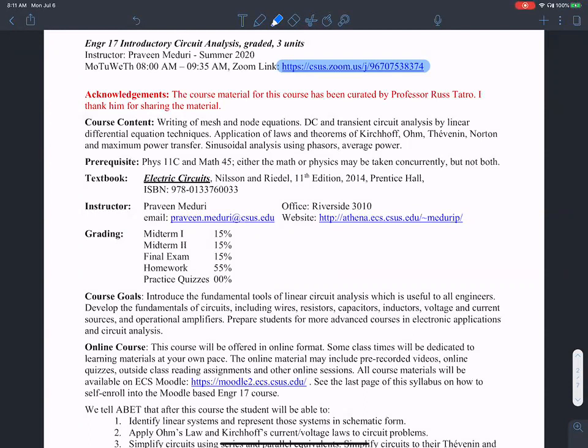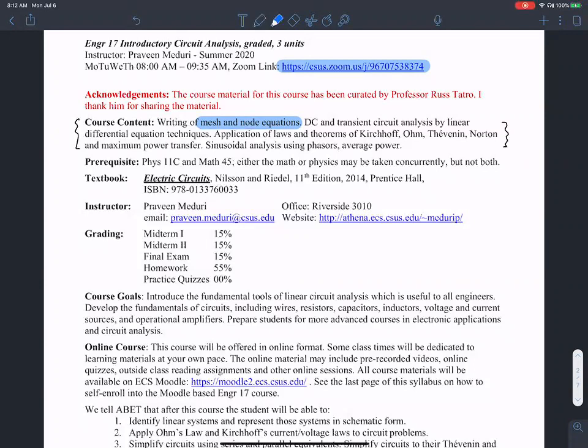Okay, so the course content itself is about writing mesh and node equations. Okay, we look at the DC and transient analysis of linear systems. We look at the application of Kirchhoff's law, Ohm's law, Thevenin's and Norton's equivalent, maximum power transfer theorem. So in other words, these are all a set of handy tools in your repertoire, okay? A bunch of tools in your arsenal to analyze any electrical circuit. Most importantly, linear circuits. Okay, so this course is all about providing you a set of tools to analyze circuits.